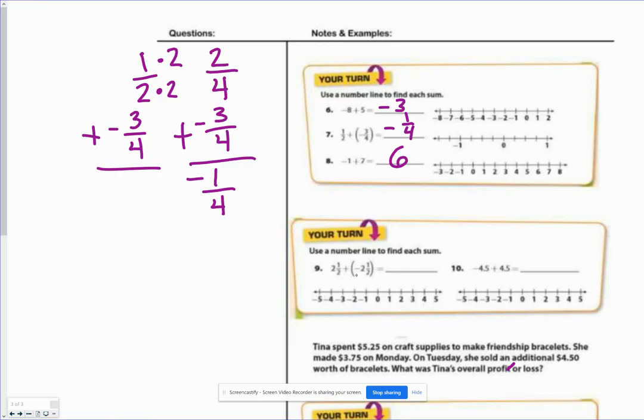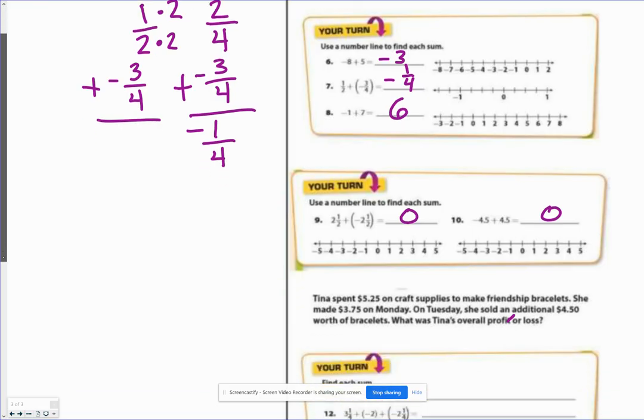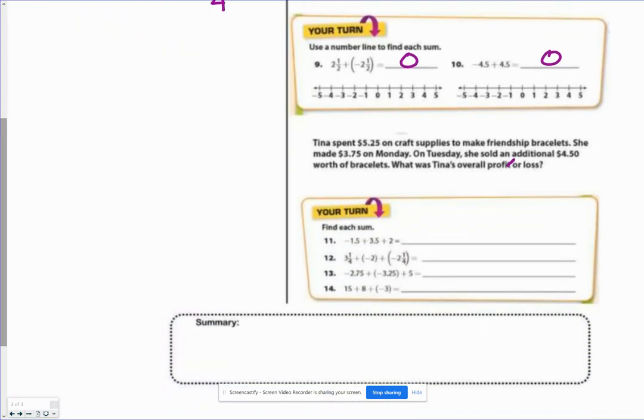All right. 2.5 plus negative 2.5. Well, I don't have to do anything. They are opposites. They're additive inverses of each other. They create a 0 pair. 0. How about these decimals? Negative 4.5 plus 4.5. They are additive inverses of each other as well. They make 0 pairs. So 0. Remember to pause the video if you need to.